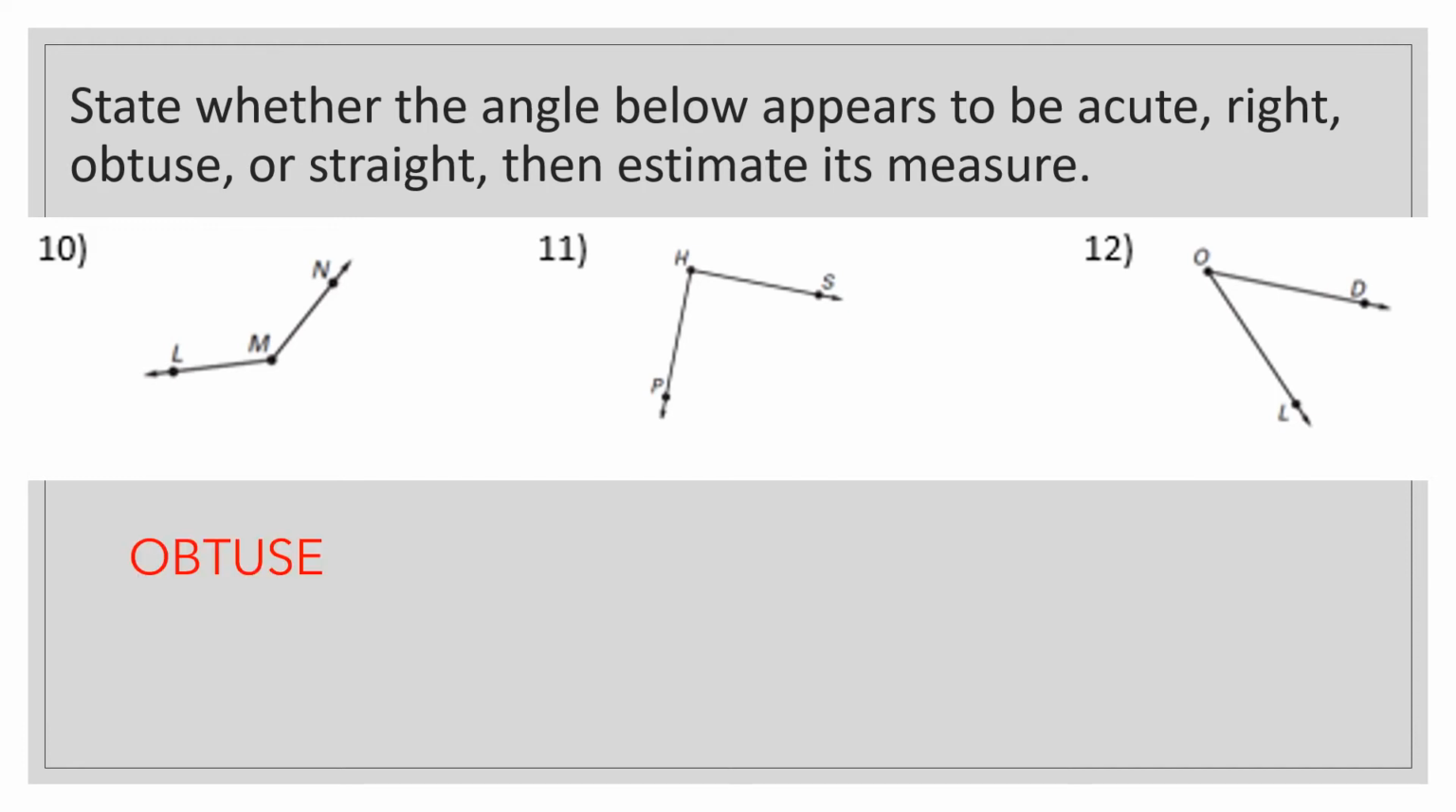So number 10, because it is kind of wider, it's an obtuse angle, and I'm going to guess that it's about 135 degrees because I know that a straight angle is about here and a right angle is about here. So it's kind of in the middle there.